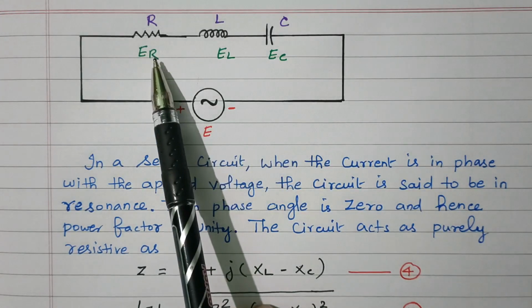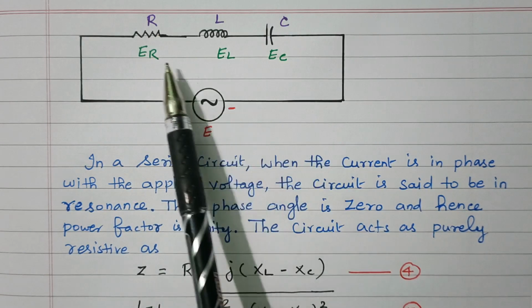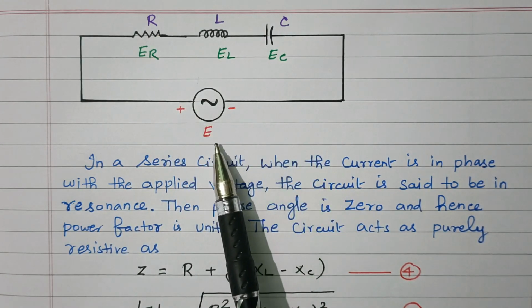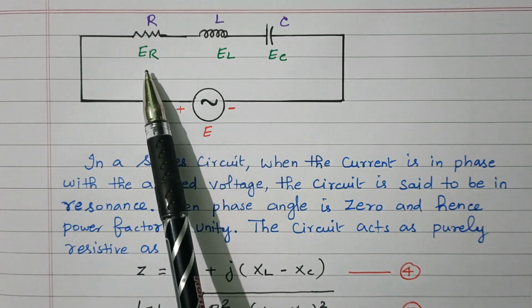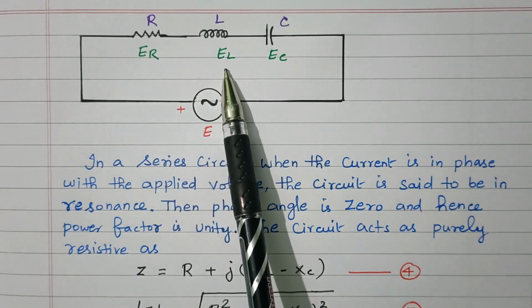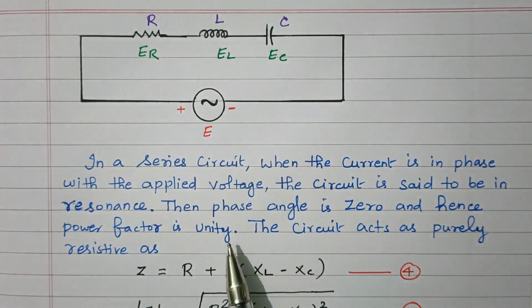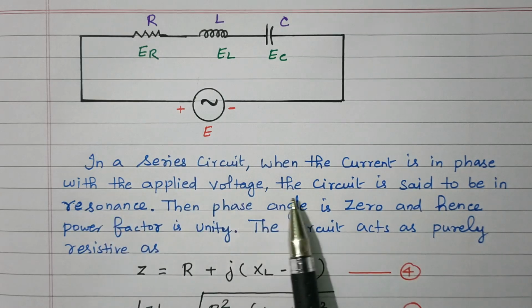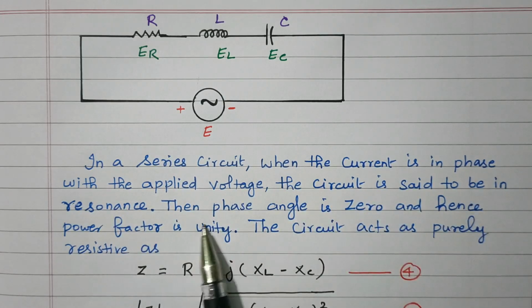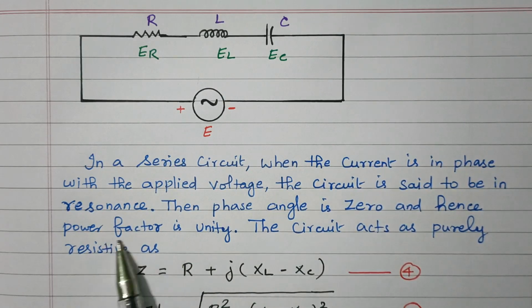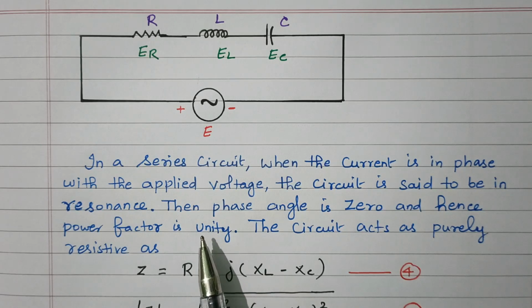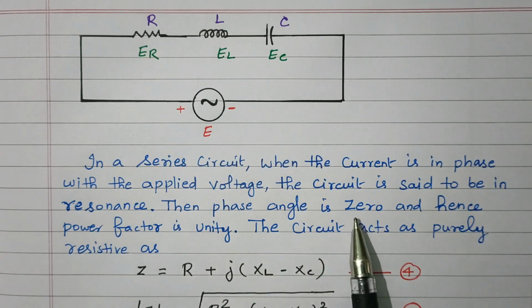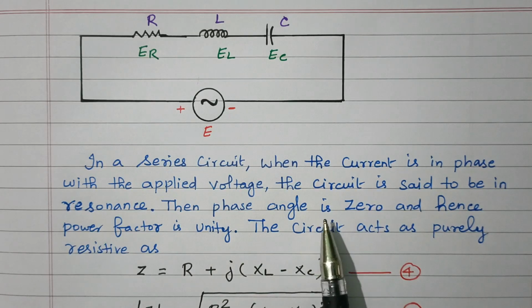So consider the series circuit. Resistance, inductance and capacitor are connected in series, energized by the sine wave E, and the voltage across the resistor is ER, across the inductor is EL, and across the capacitor is EC. In a series circuit, when the current is in phase with the applied voltage, the circuit is said to be in resonance. Then the phase angle is 0 and hence the power factor is unity. This is called series resonance. The applied voltage and source current should be in phase, then it is called resonance. Due to that, the power factor is unity and the phase angle is 0.